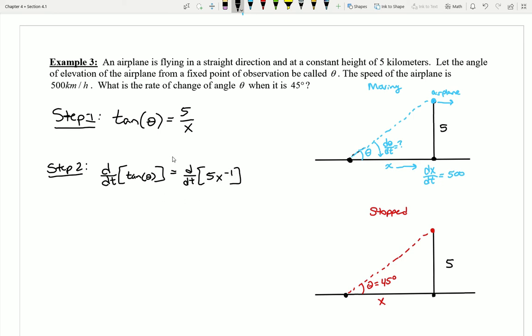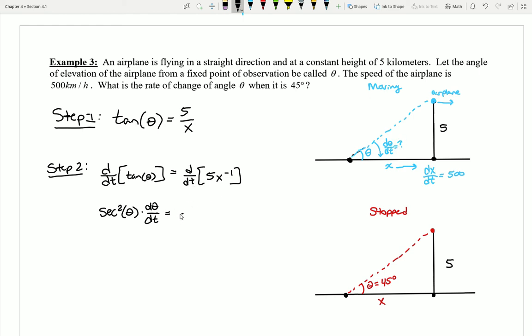So let's see what happens as I take the derivative here. The derivative of the tangent of stuff is always going to be secant squared of stuff. But then I have to follow up with the chain rule. The derivative of theta is really just going to be d theta dt. Now that's good that that's popping up in here because that's really what I need in order to answer the question, right? That's what I'm looking for.